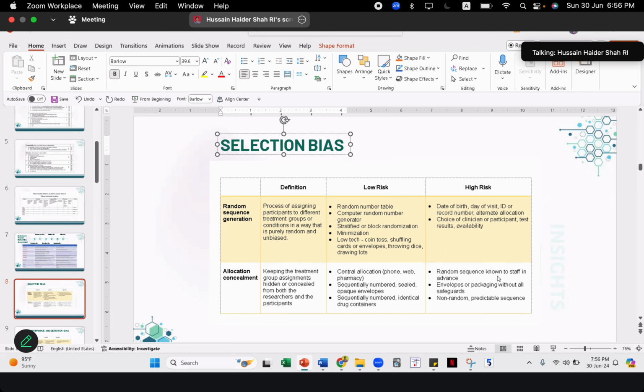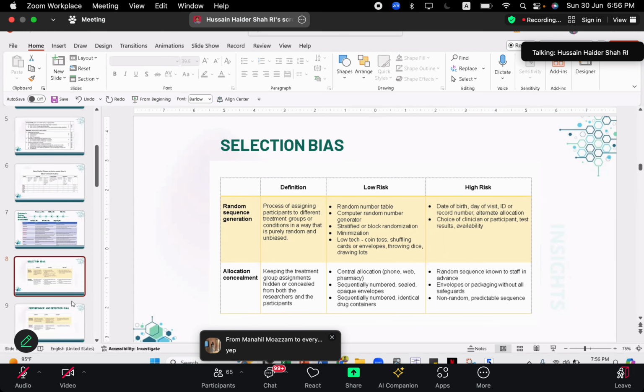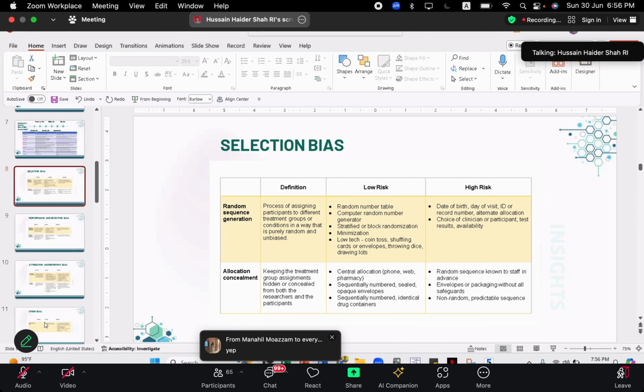But if the random sequence is known to the staff, or if envelopes or packaging without any safeguard measures are used, this is how you break the allocation concealment. So if these two questions are addressed, it will be high risk. Now in the Newcastle Ottawa scale, we give stars. In this, we mention high risk or low risk. Up till now, am I clear to you guys? I will give you examples of how you find it.